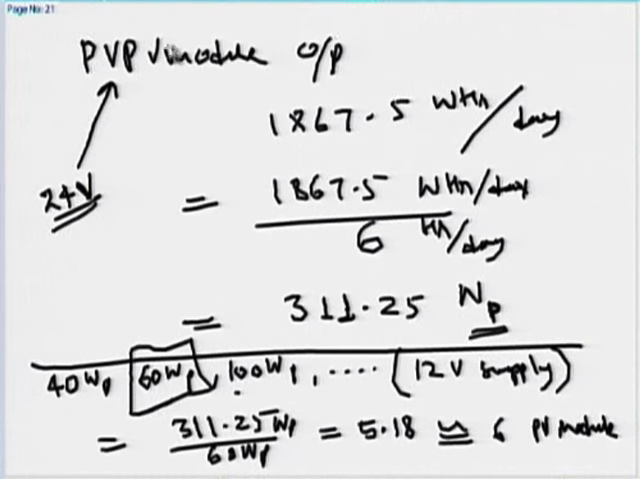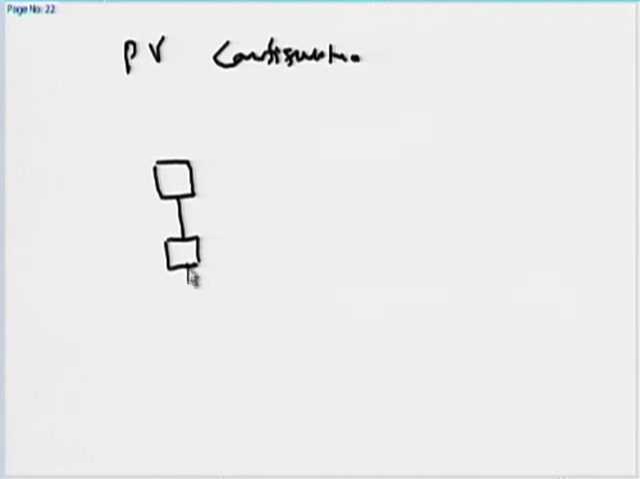So, what is the PV configuration now? Your PV configuration is your 6 modules, you have to put 2 of them in series, and there should be 3 such series.